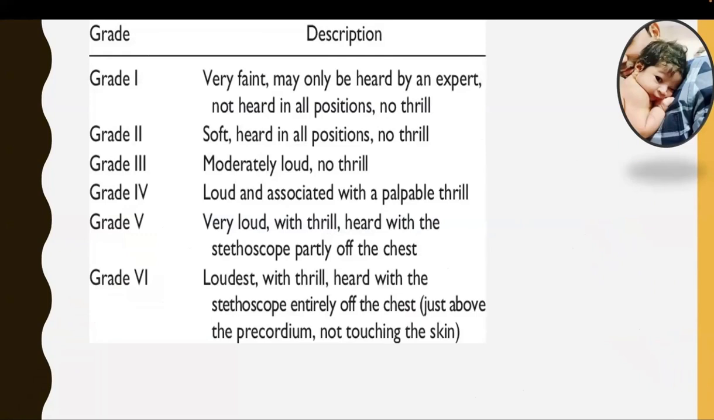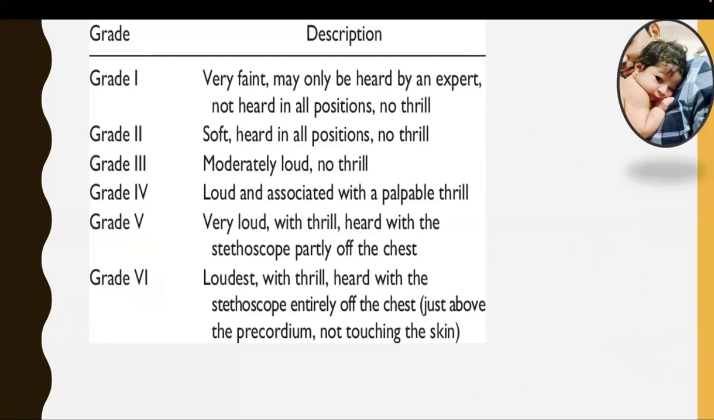So grade 1 and grade 6 are very easy, nothing to remember. Obviously, grade 1 will be a very faint murmur, whereas grade 6 will be the loudest murmur. Grade 1 is very faint. Grade 6 is the loudest. That is over. So two grades are over. Then we have grade 2 murmur. So what is this grade 2 murmur?